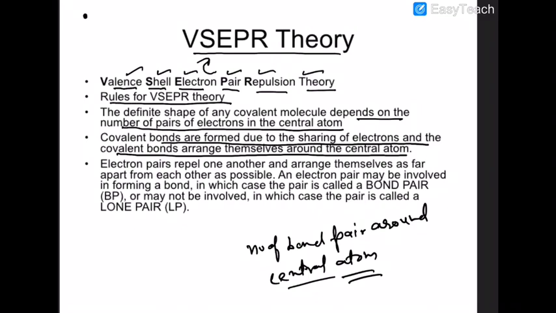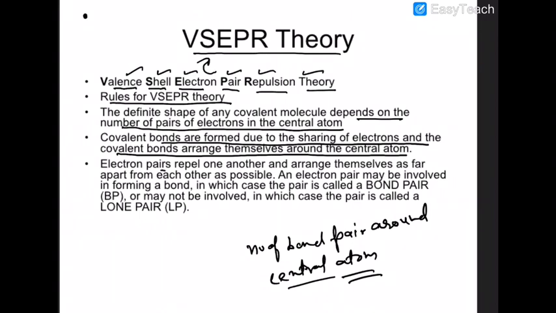Other than that, in a given compound, the atom which has the least electronegativity should be taken as the central atom. So the central atom must have the lower electronegativity value among the bonded atoms.